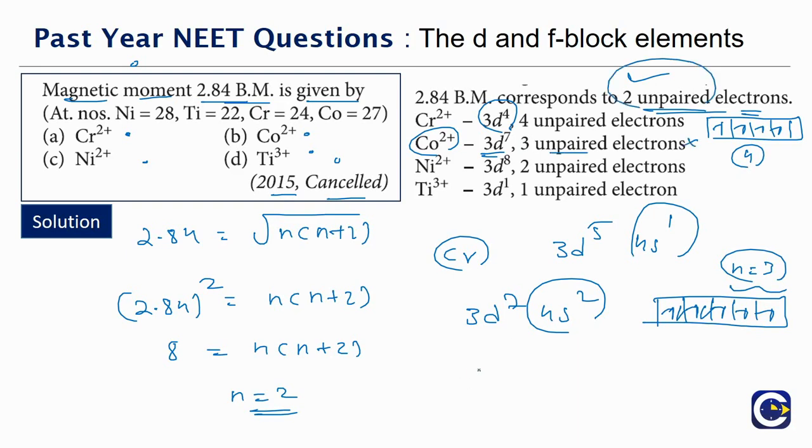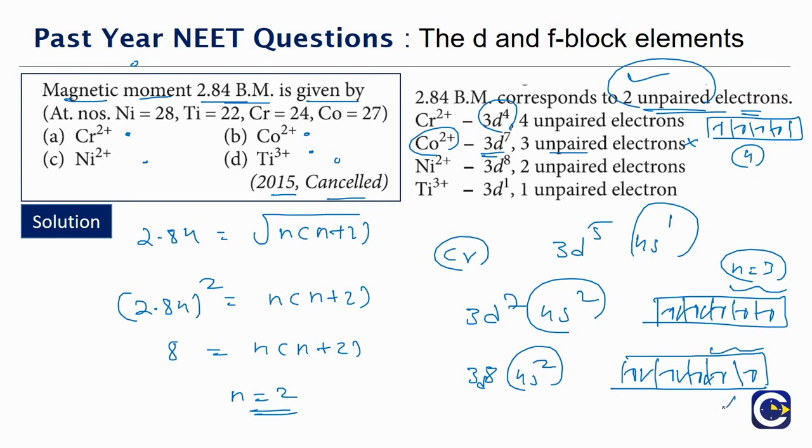Nickel 2 plus. Nickel is what? 3d8 4s2. That is nickel. After removing 2 electrons, it is 3d8. 3d8 means how we are going to arrange? First we will fill 1 electron each, 5 electrons are over, then the remaining 3 electrons we will pair. So the number of unpaired electrons in this case is what? 2. So nickel is the one that is matching our requirement because we are requiring 2 unpaired electrons. So the correct answer for this is option C, which is nickel 2 plus.